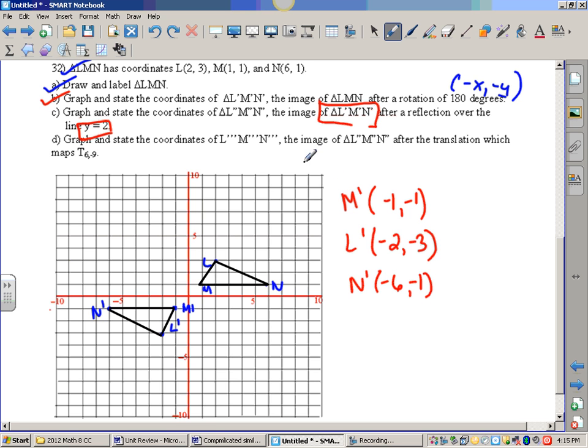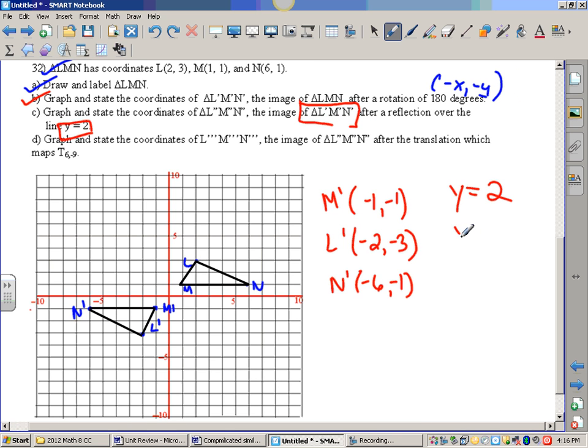The problem is that we have to reflect over the line y equals 2. So this is our reflection line. This does not mean the y-axis. It would have to say reflect over the y-axis. Standard form of a linear equation is y equals mx plus b.